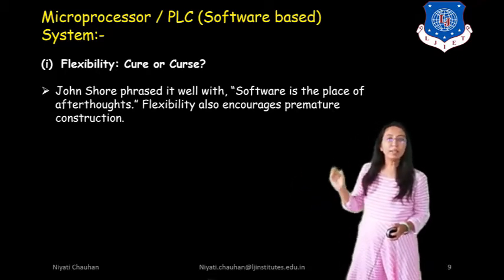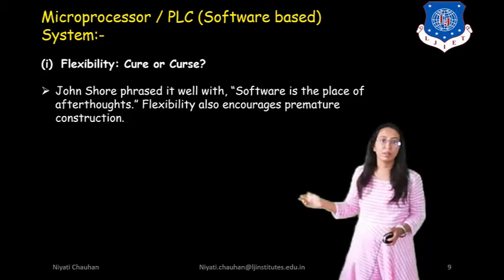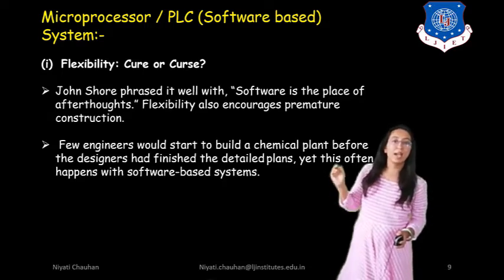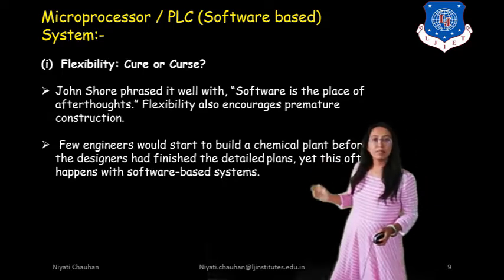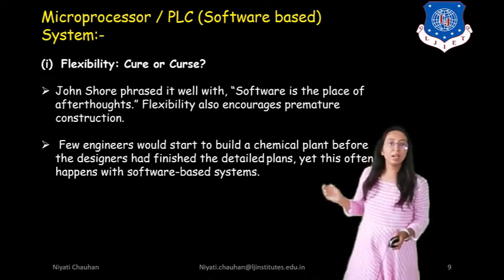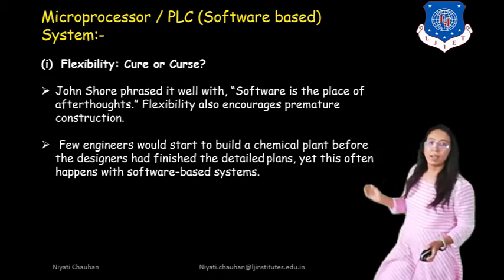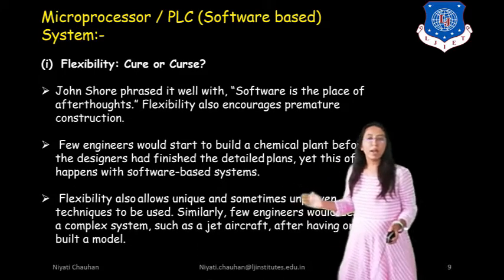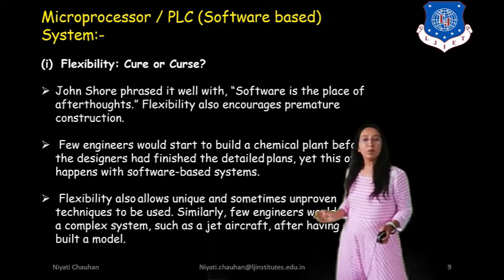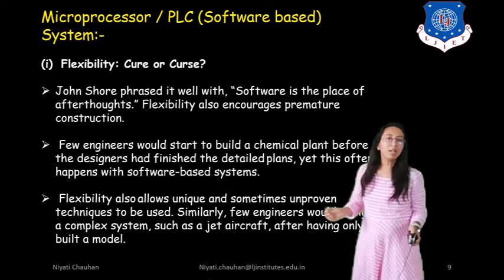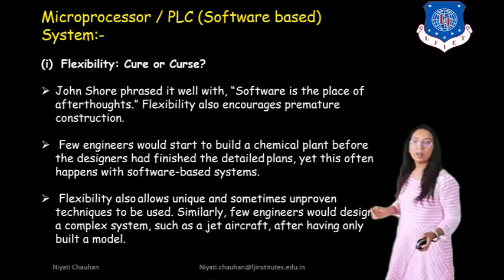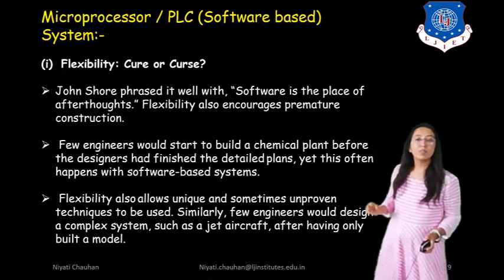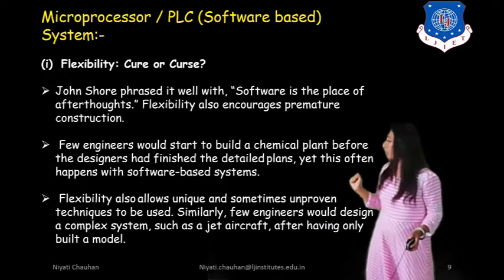Flexibility also encourages premature construction. Few engineers would start to build a chemical plant before the designers had finished the detailed plans, and this often happens with software-based systems. Flexibility also allows unique and sometimes unproven techniques to be used. Similarly, few engineers would design a complex system such as a jet aircraft after having only built a model.